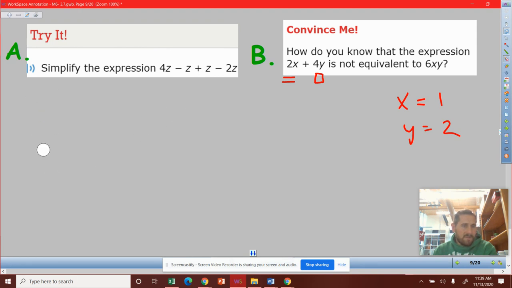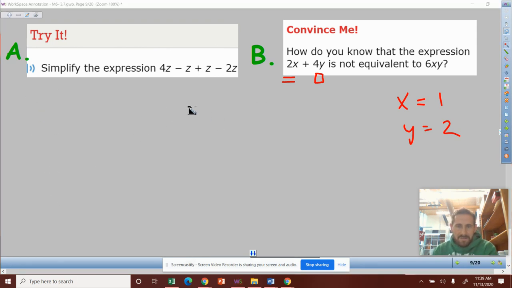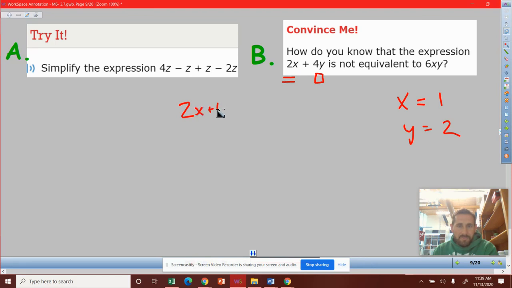So we've got two different equations. We've got one equation that says 2x plus 4y. I'm going to put a squiggly here. And we got another problem that says 6 times x times y. So it's multiply that's happening. So I'm going to substitute in.